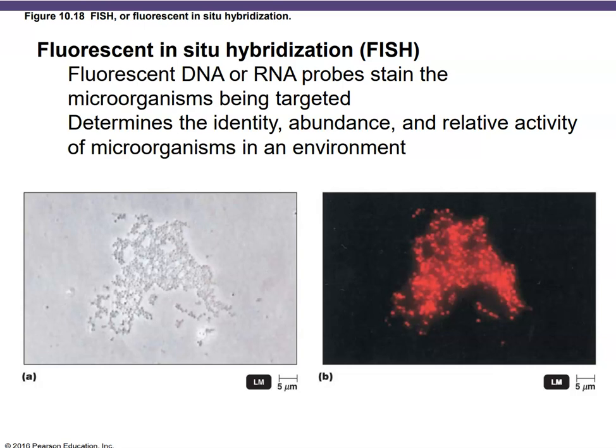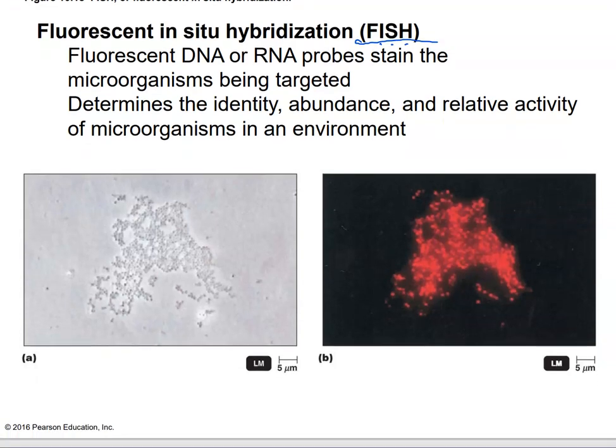Here's another cool method, the fluorescent in situ hybridization. In situ means in the living cell, and this method is abbreviated FISH for fluorescent in situ hybridization. And you're using fluorescently labeled DNA or RNA probes that then find their matching sequences in a living cell in this case. So that's in situ hybridization.